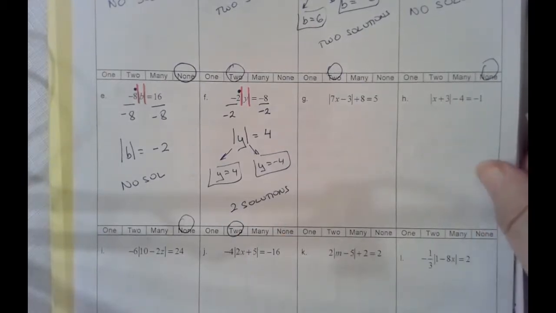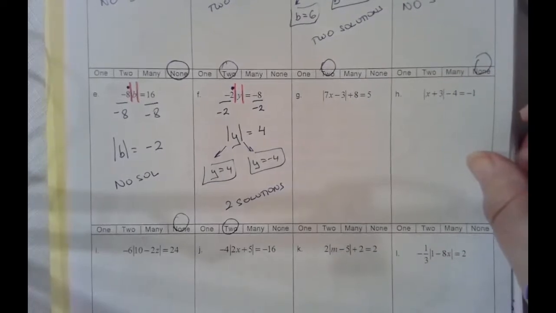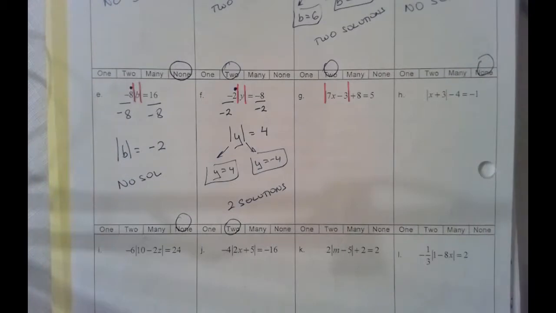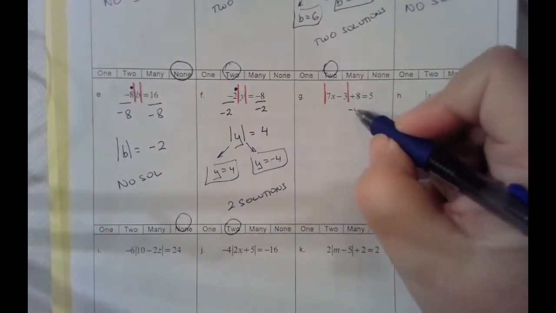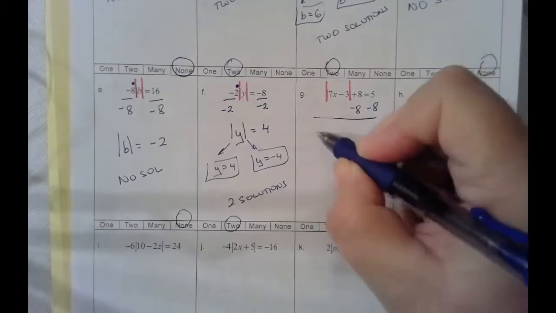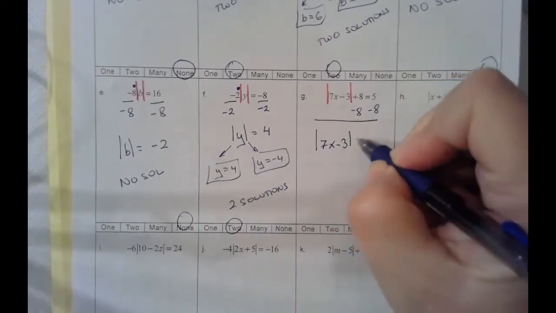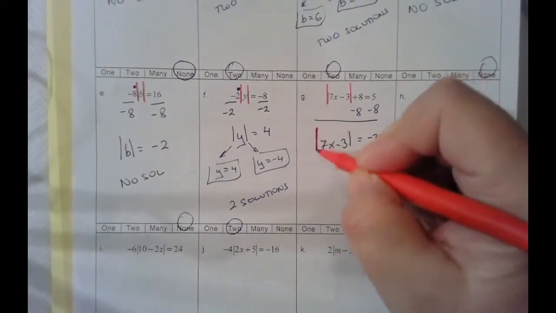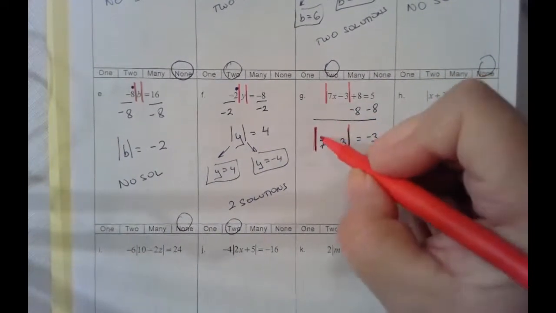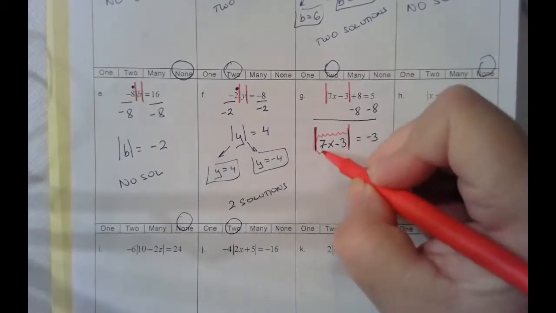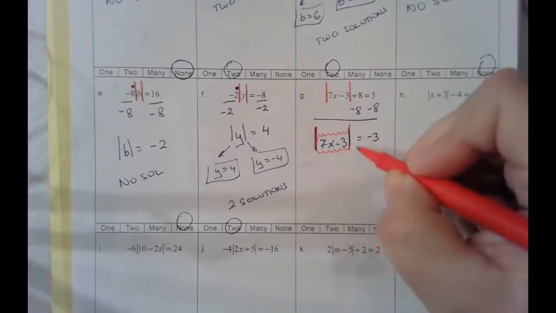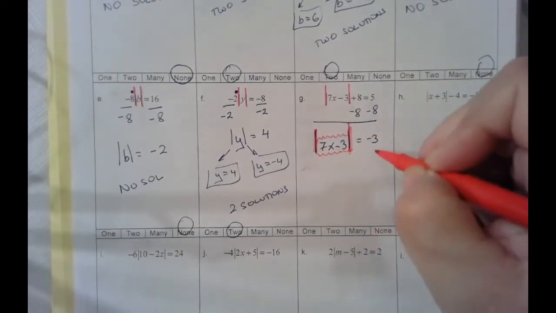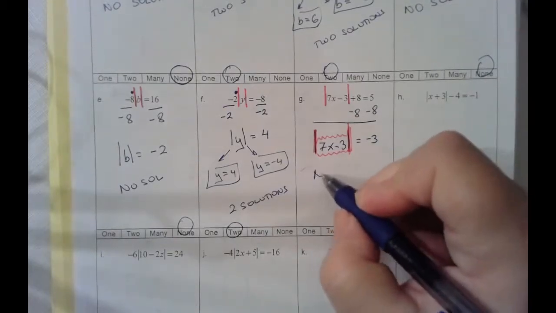Okay, let's see what's happening in the next one, G. Notice the absolute value is not by itself, so I am going to first isolate the absolute value. Once I do that, I have the answer negative 3. Remember what I said earlier: if you have a castle, whatever is inside the castle is protected and cannot leave the castle until you open the gates. So in this case, I have an absolute value that's equal to a negative number, so that is no solution.